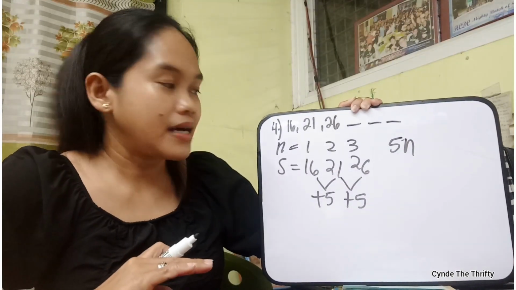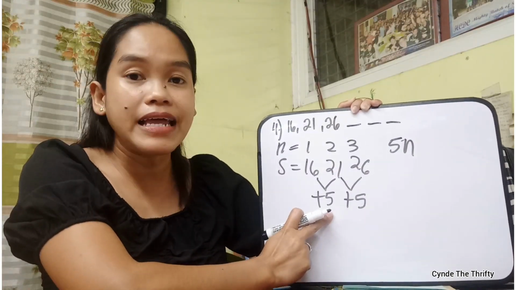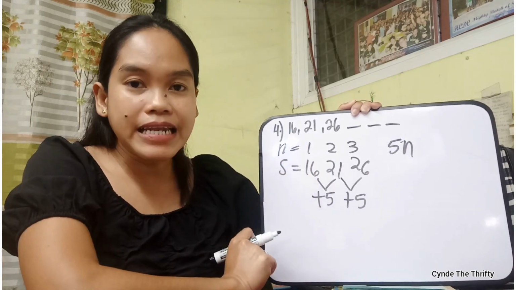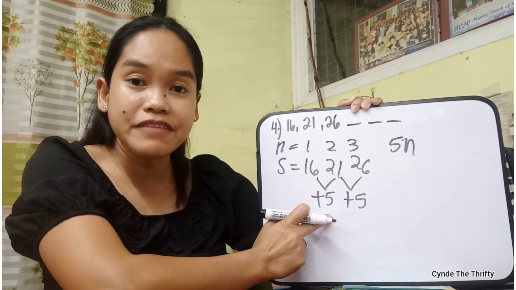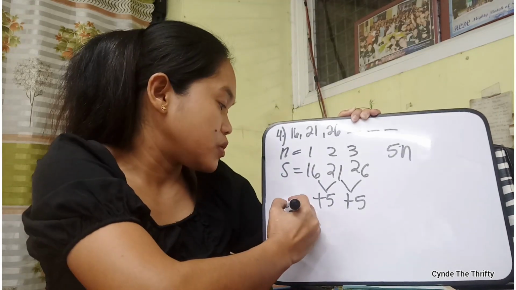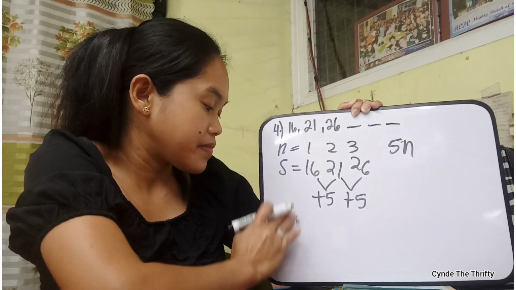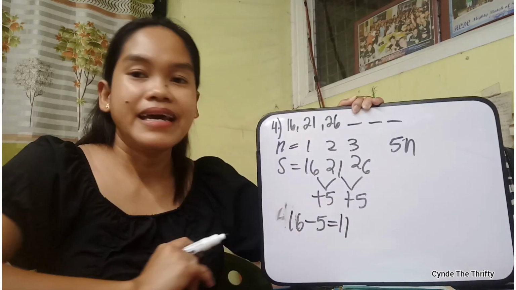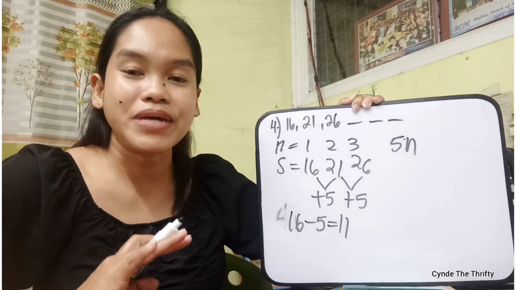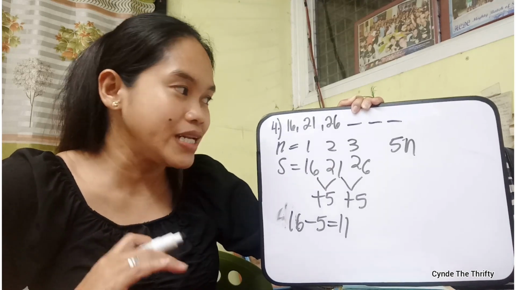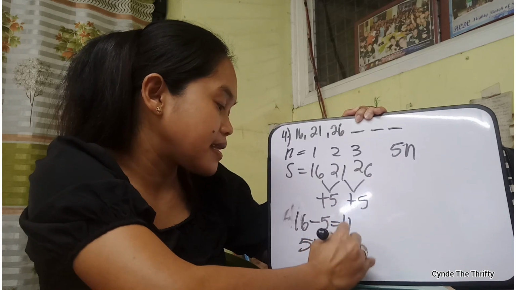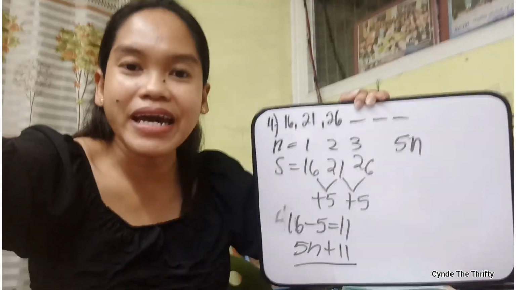Pagkatapos, ang susunod natin gagawin is isubtract natin ang ating interval from the first term. Ano yung first term natin? 16. Ano yung interval natin? 5. So, ibig sabihin, si 5 isubtract natin kay 16. So, 16 minus 5 is equal to 11. Ayan, 16 minus 5 is equal to 11. So, ibig sabihin ng ating nth rule is ito. 5n plus 11. Ayan. So, yan na yung nth rule natin.